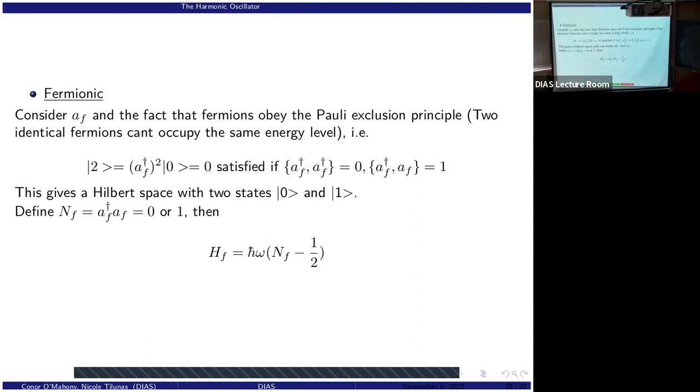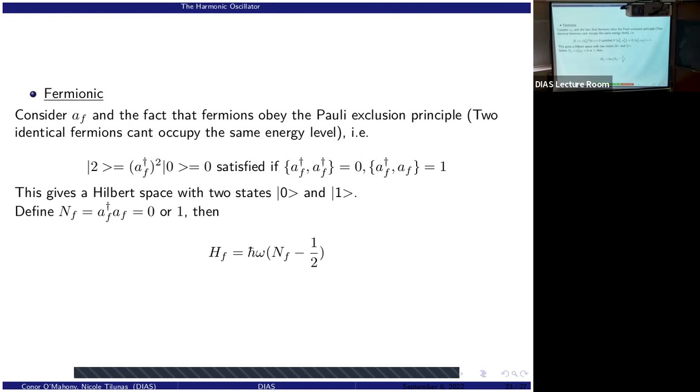And then just to close the algebra, we're going to say that AF dagger anti-commuting with AF is equal to one. So we're left with a Hilbert space with two states, zero and one. Then we can define a new number operator for this case, NF is equal to AF dagger times AF. So obviously this can only take value zero or one. And then we define a new Hamiltonian for the fermionic case, which is HF, defined at the bottom of the slide here.